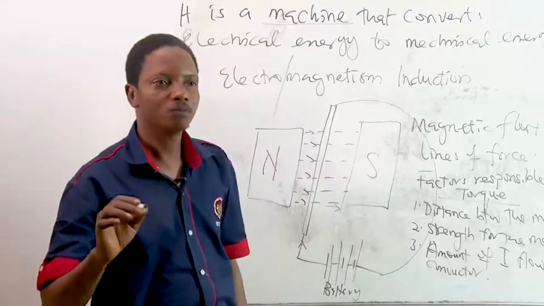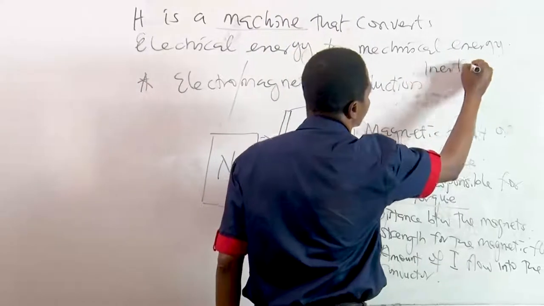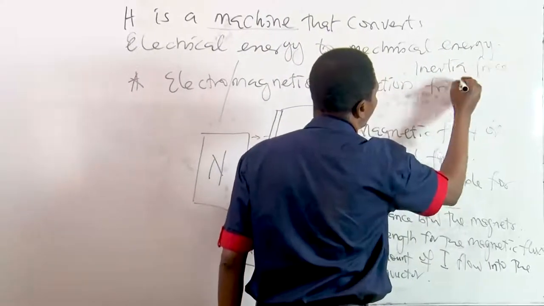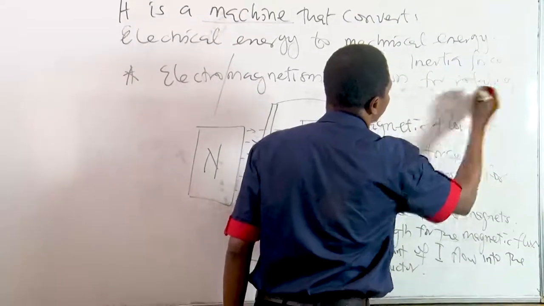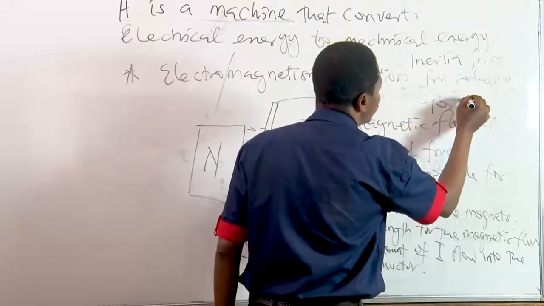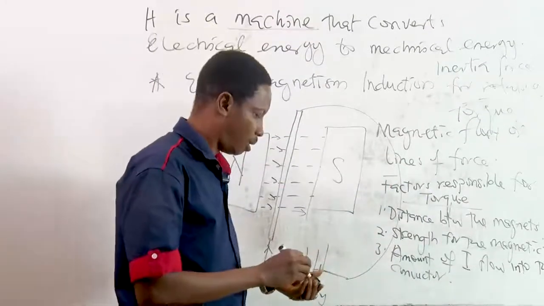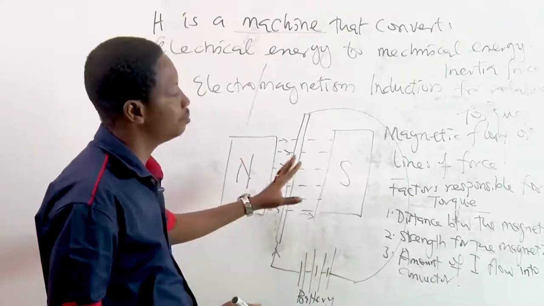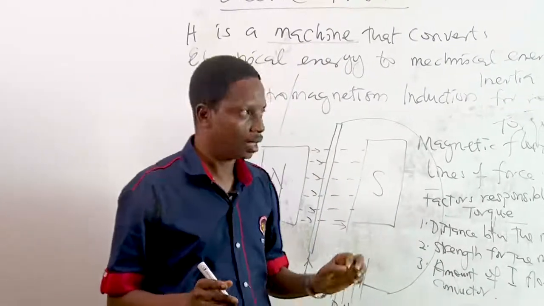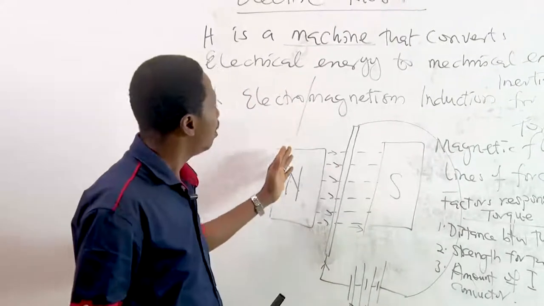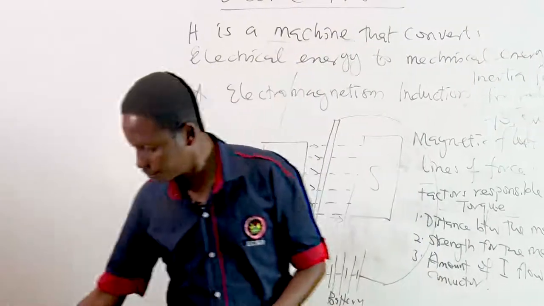And that is what we call inertial force for rotation. We are going to see it in an electric motor, and it is termed torque. So that is the torque, that is the force of rotation, torque. This is the principle behind any electric motor. That is the principle.